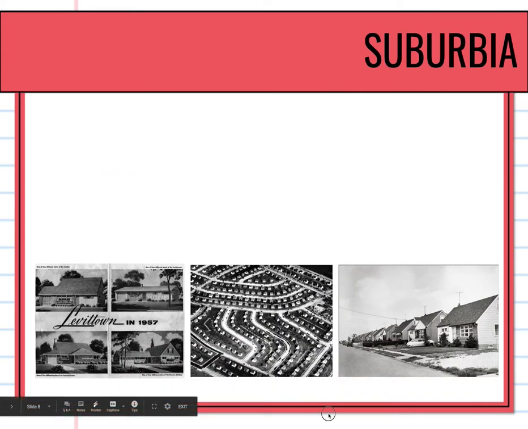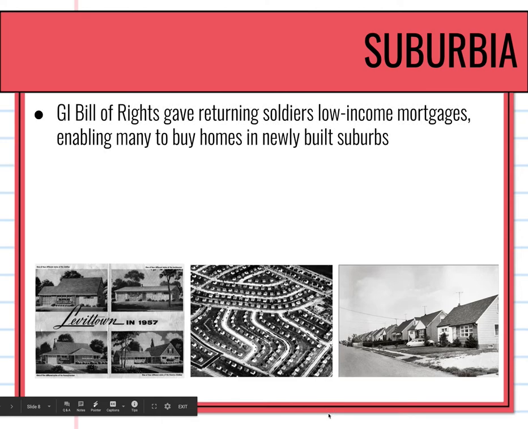So with the baby boom, they kind of go hand in hand, we have suburbia. The GI Bill of Rights comes down, and basically returning soldiers are given access to low-income mortgages. It does other things too, like it helps them get an education. It helps them set themselves up after war. But one of the biggest parts of it was this low-income mortgage, and it gave them the chance to move out of the cities and into suburbia.